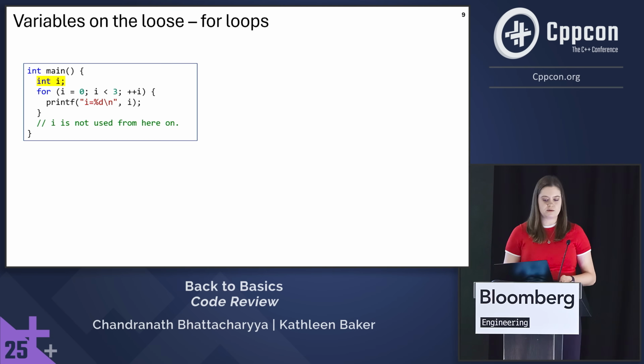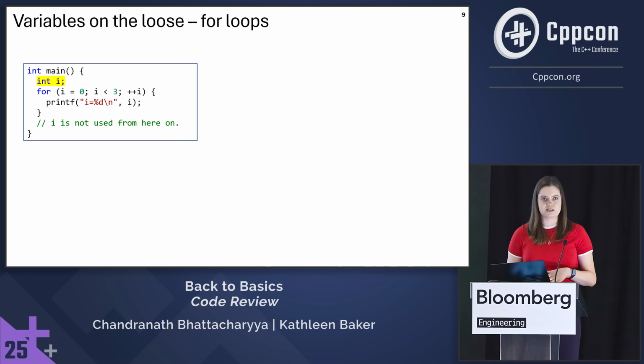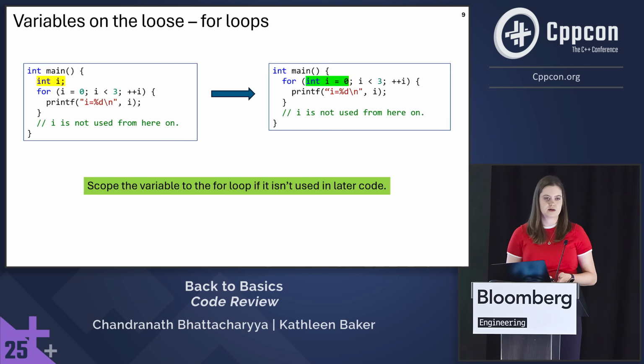And we can also do the same for for loops. So you've probably seen the good example of this in your own code base. Instead of declaring i before the loop, you can declare and initialize i in the for loop. And again, it allows the same variable name to be used later on in the code.